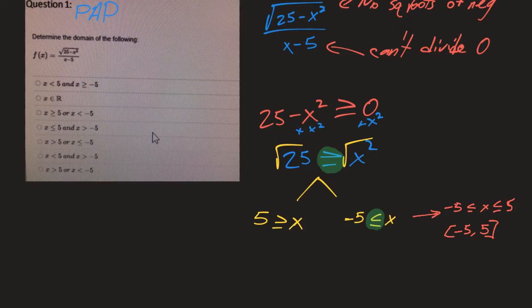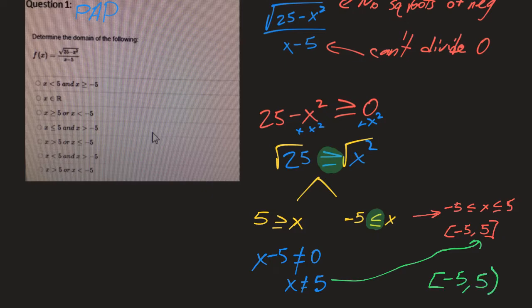Now, looking at the bottom, we already said we can't divide by 0. So we'll take care of the bottom part right now. And that's going to say, hey, x minus 5 does not equal 0. So x should not equal 5. And that x should not equal 5 is going to adjust this 5 over here. So when I take away, hey, it can't equal 5 anymore, my final answer leaves me with negative 5, 5, with a parenthesis, right? Because we're not equal to that 5 anymore. And this domain was what we were looking for.